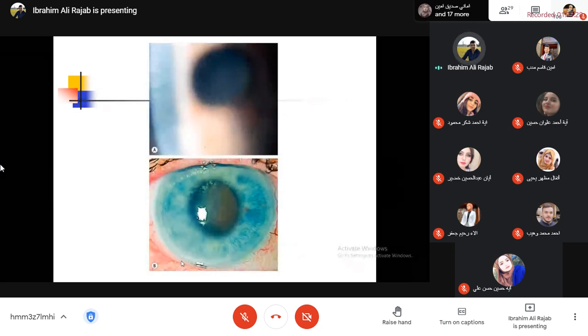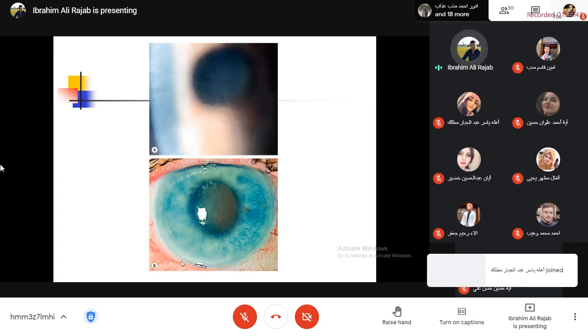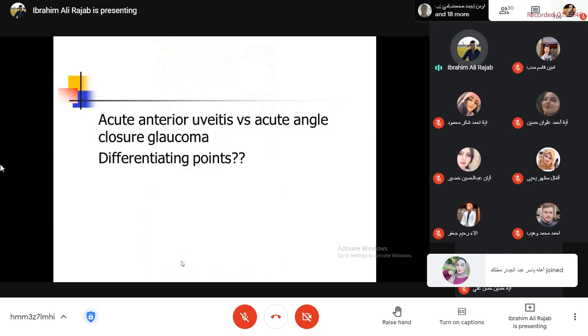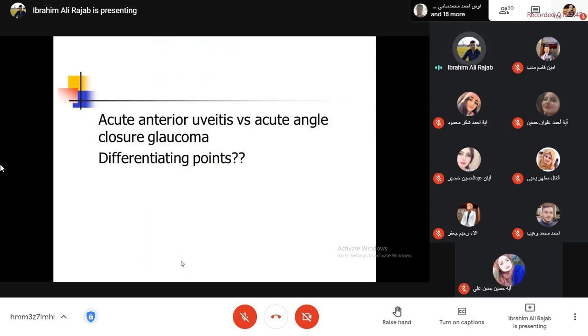Okay, this patient has corneal edema and a mid-dilated pupil, and the iris is not so clear. How do we differentiate between acute anterior uveitis and acute angle closure glaucoma? By many points, as I told you. We see the anterior chamber depth. In acute angle closure glaucoma, it is shallow, while in uveitis it is deep.